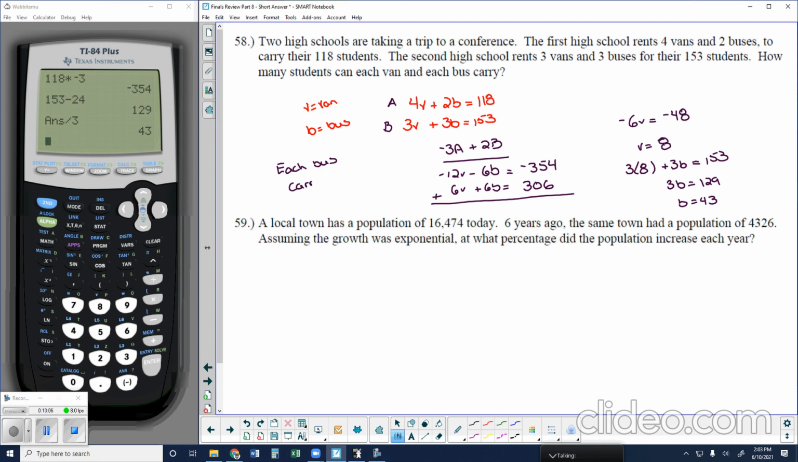So based on this information, each van carries 8 students, and each bus carries 43.